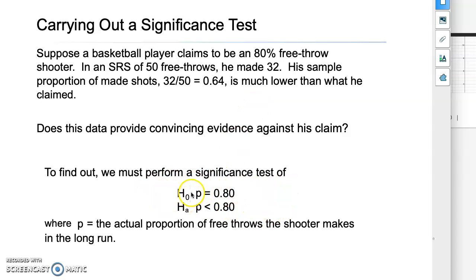And so H0 colon, P equals 0.8, and we think actually P is less than 0.8, so that's our alternative, where P is the actual proportion of free throws the shooter would make in the long run.